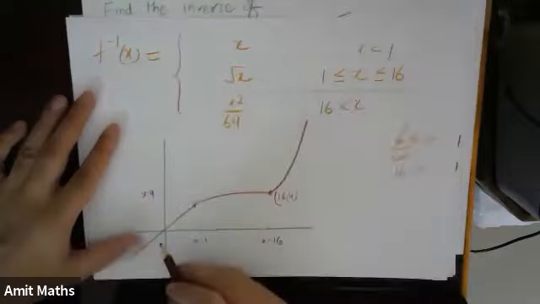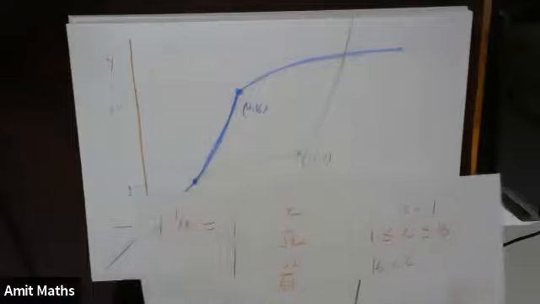Okay, let's see. So this is the approximate graph which we should get. Let's see if we are getting the same thing.